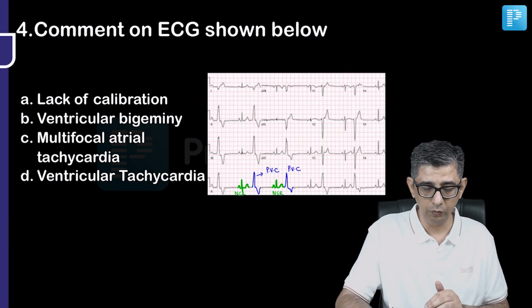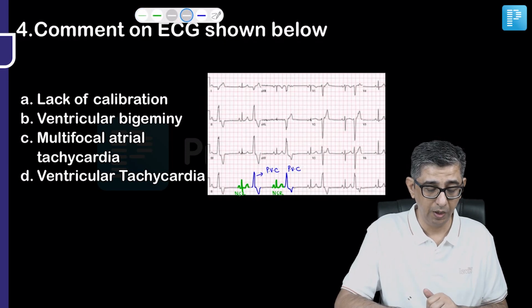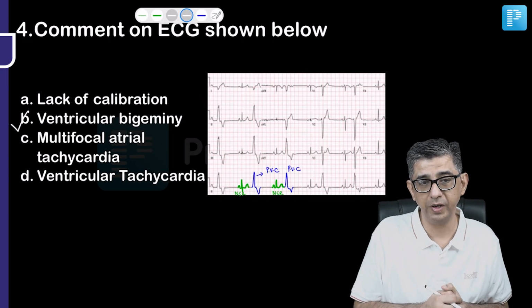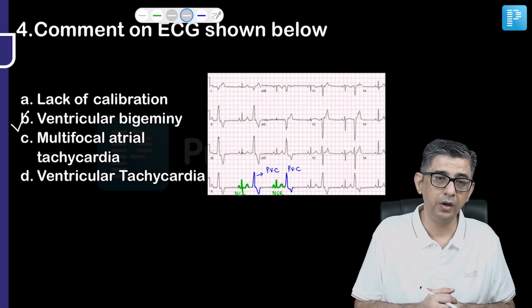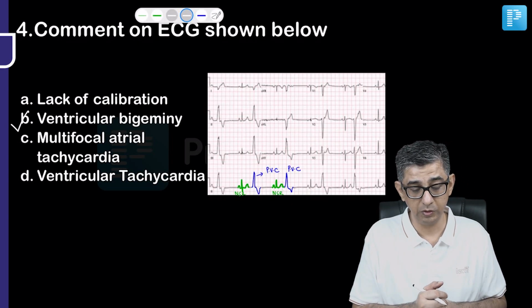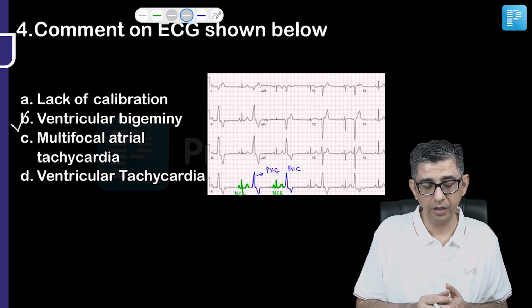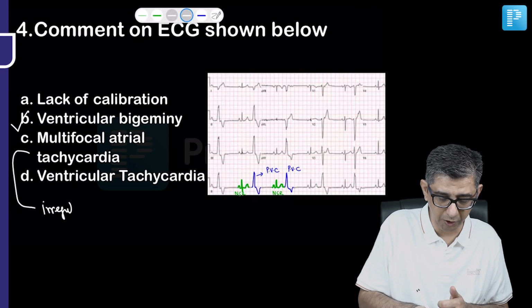So instead of asking you which arrhythmia is characteristic with respect to digoxin toxicity, or rather I would say the commonest one seen with digoxin toxicity is ventricular bigeminy, he decided to give an ECG of it. Now there is a possibility, some people said, sir, there was also an option by the name of lack of calibration. Multifocal atrial tachycardia, everybody could rule out because irregular RR interval should be there.